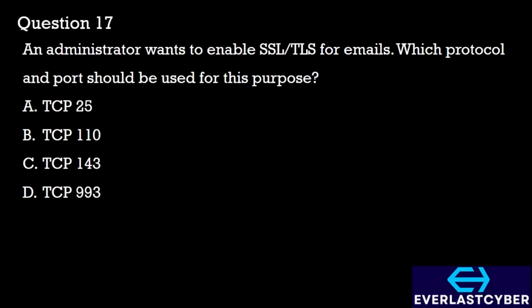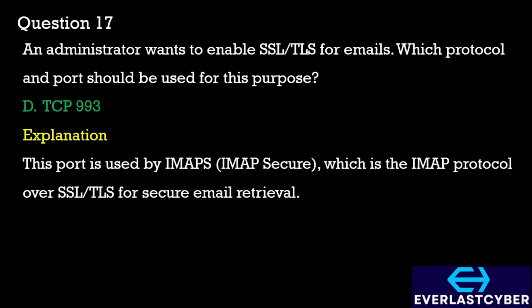TCP 25 is used by SMTP for sending emails. TCP 110 is used by POP3 for retrieving emails. TCP 143 is used by IMAP for retrieving emails, while TCP 993 is used by IMAP Secure, and this is an IMAP protocol over SSL/TLS for email retrieval. So we'll be going with option D. This port is used by IMAP Secure, and this is the IMAP protocol over SSL/TLS for secure email retrieval.